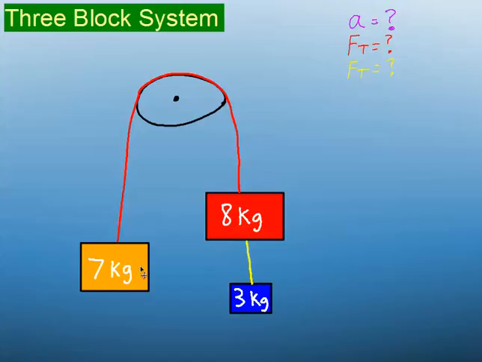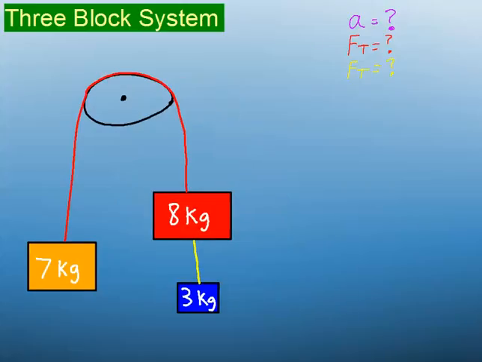Because we know the destinies of all three of these blocks are linked, right? What the acceleration of one will be, the other one will be too. So we want to find the acceleration of the entire system. And I want to know, what's the force of tension in the red rope? How much is that one being pulled on? And what's the force of tension in the yellow rope? And we'll see if they're the same and if things are expected.